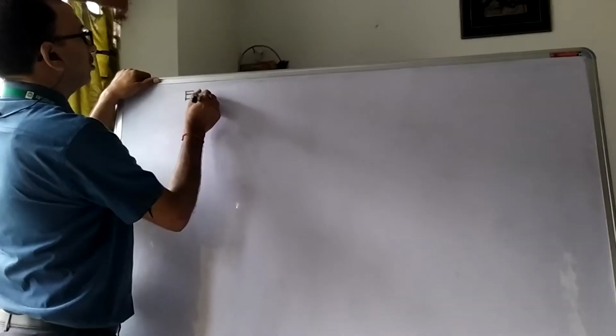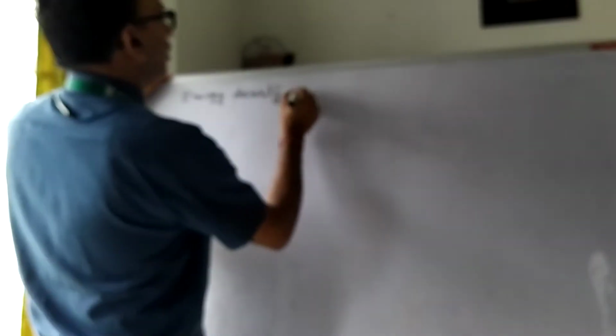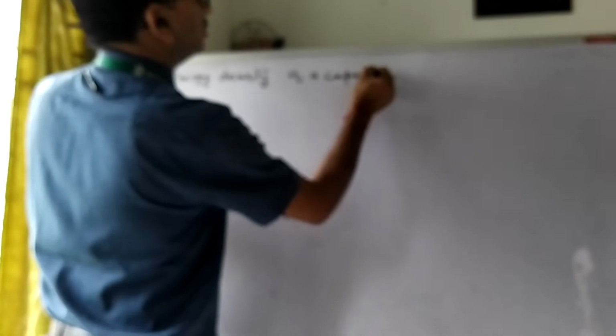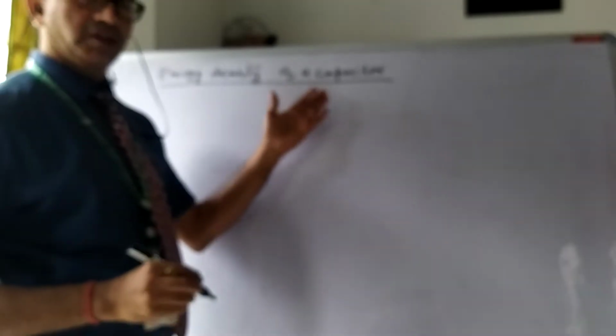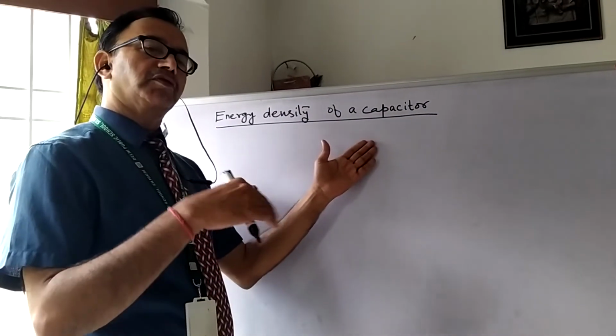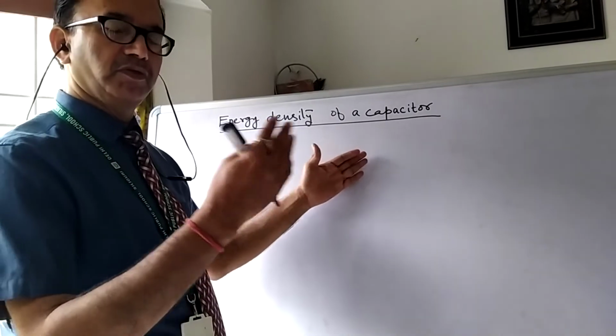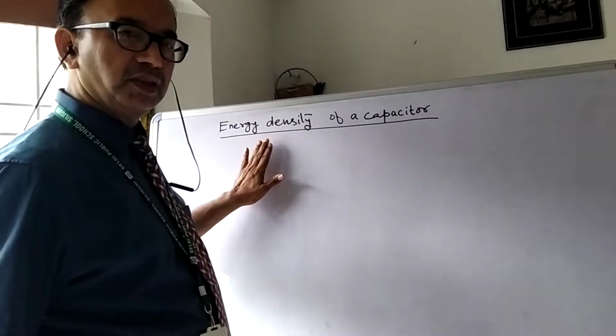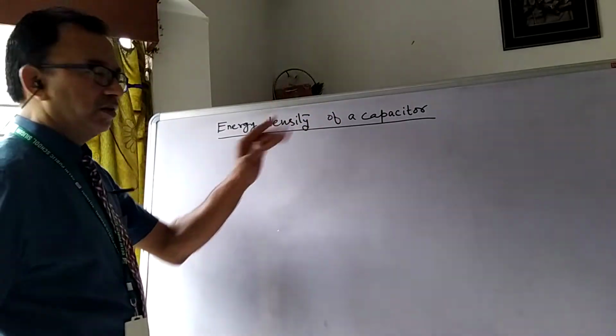Now, energy density of the capacitor. The capacitor will have the energy stored in the form of electrostatic energy, that gets again converted into magnetic energy, which we will learn in the next chapter. Today we are going to derive the energy density of a capacitor.